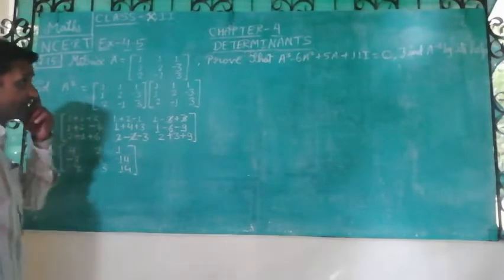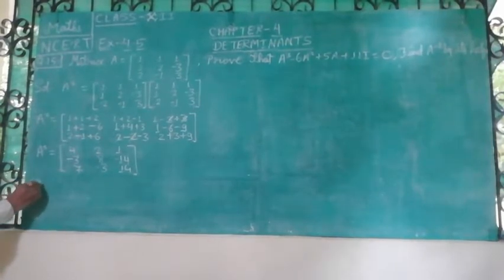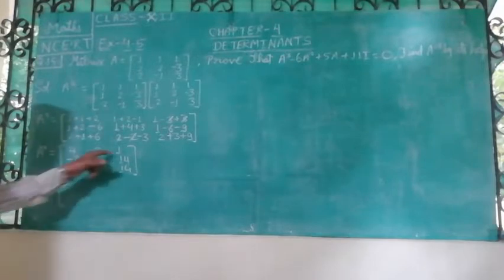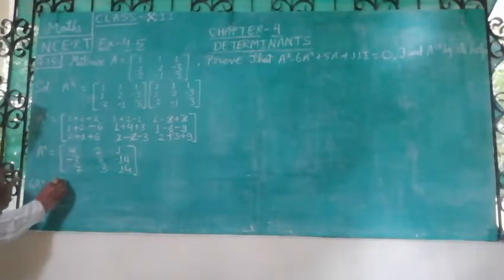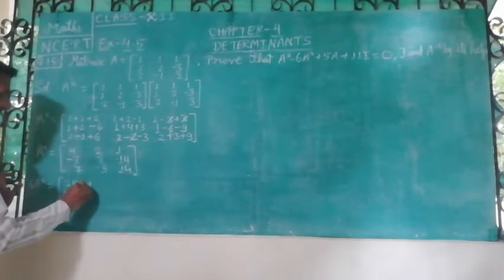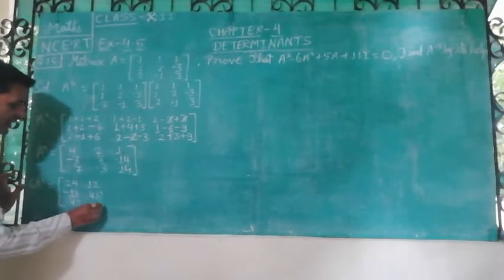Now what is needed? 6A square is needed here. So let us find out 6A square now. 6A square is equal to what? It is equal to 6 into all these elements. I am directly multiplying 6 in all the elements. So 6 4s are 24, 6 3s are 18, so it will become minus 18, and 6 7s are 42, so it will become 42. Now 6 2s are 12, and then 6 8s are 48, and then 6 3s are 18. That will be minus 18 because here it is minus sign.